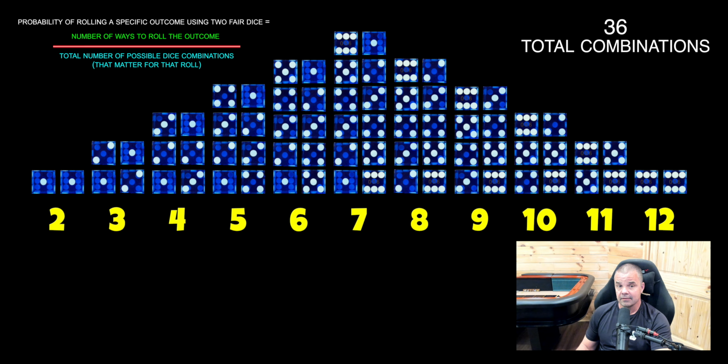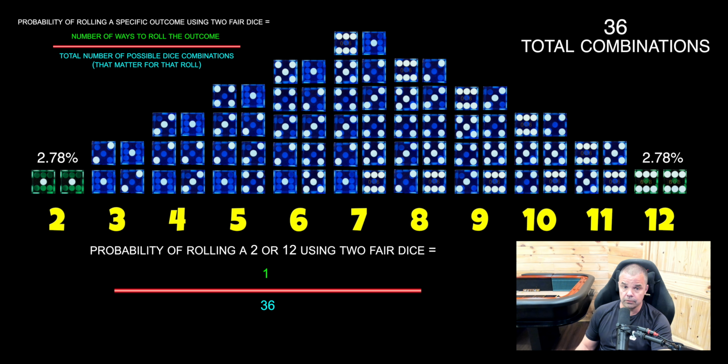So in that case, if you have a horn bet, say you're betting a 2. Well, we know there's only one way that you can roll the 2, but there's 36 combinations that can come out. So your probability will be 1 divided by 36, or 2.78%. And since you know that, you know its sister, the 12, has the exact same probability of 2.78%. The same will be true on any of the other numbers.